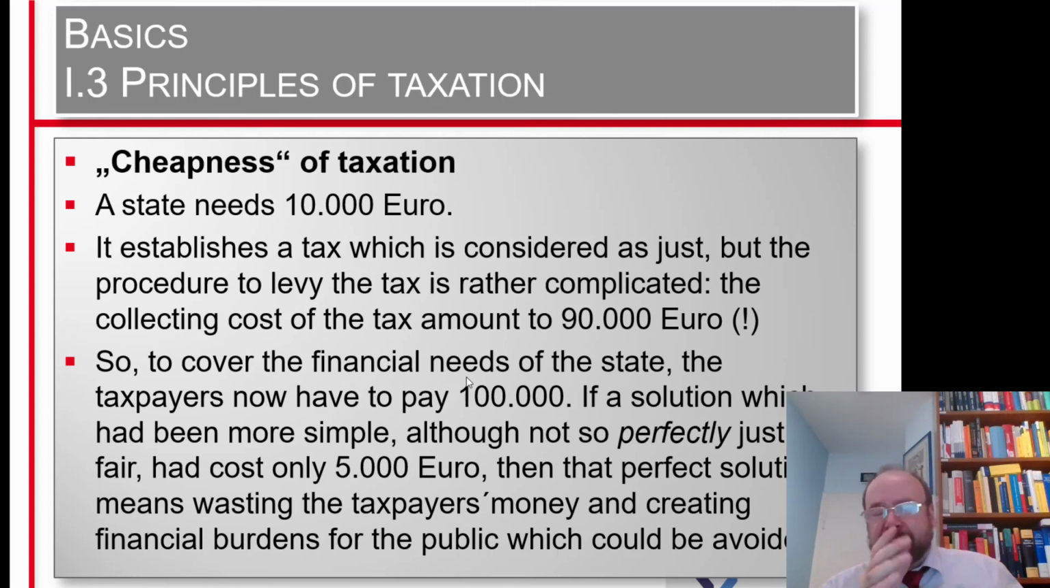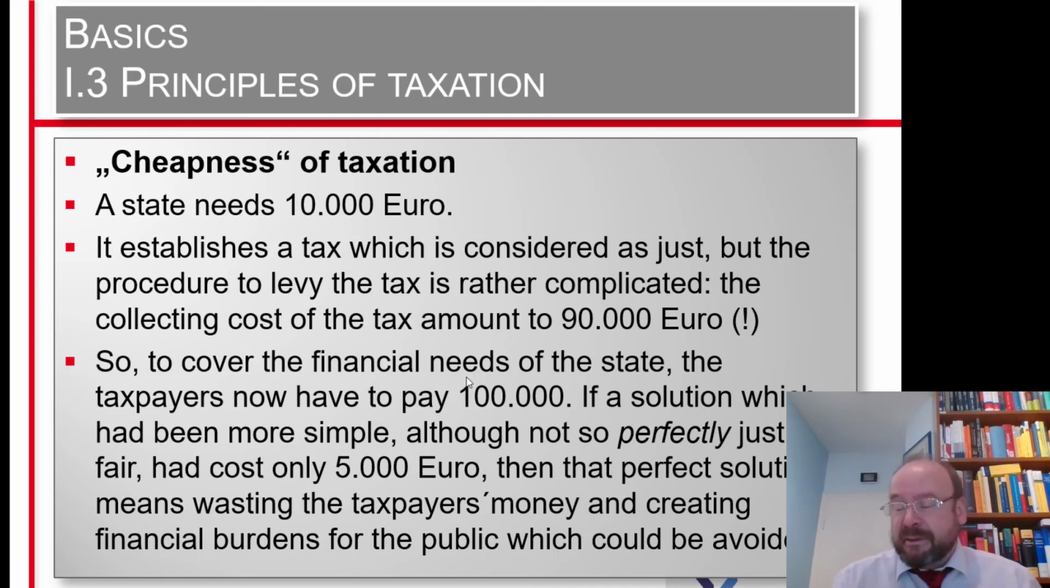Now, on the other hand, it might be that a more simple solution, a bit less fair, but still workable, would cost only 5,000 euro. Now you see what you are doing to your taxpayers by insisting on absolute fairness. In the one case, you get away with collecting 15,000 from the population. In the other way, you are absolutely fair, but that fairness costs everybody 10 times the necessary amount, and they will probably not appreciate that. If they have a reasonable approach, they would probably say, okay, treat me a bit unfairly and I pay 150. That's far better for me than getting treated with perfect fairness and having to pay 900.